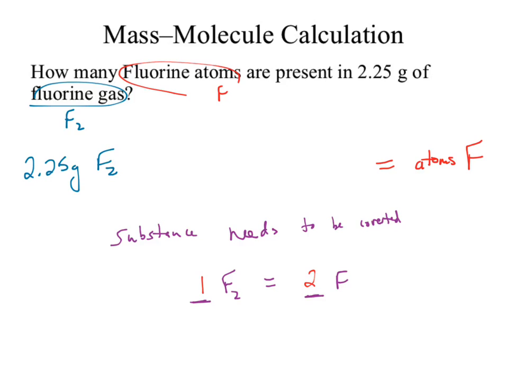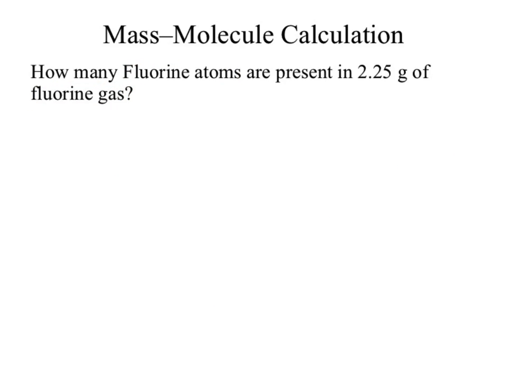Is there a way to convert hydrogen gas into water? How could I possibly do that? Add an oxygen. I could react it with oxygen in a chemical reaction. So a chemical reaction allows us to convert substances. Would this chemical reaction allow us to convert substances correctly? If it was right. If it was balanced.